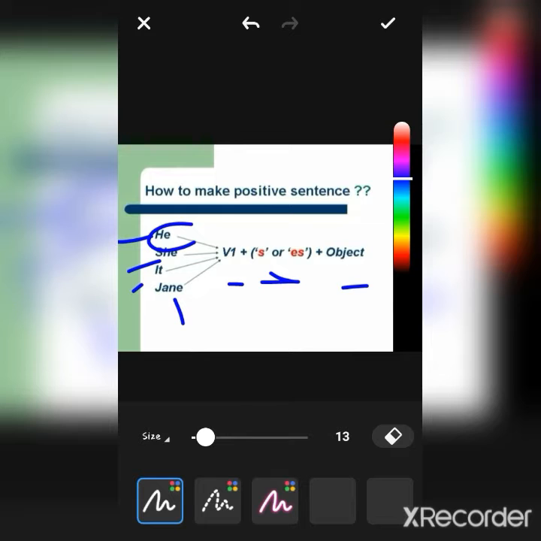This time we use s with the first form of verb. This change occurs while using these subjects. These are singulars, that's why we use s or es with our verb, okay?